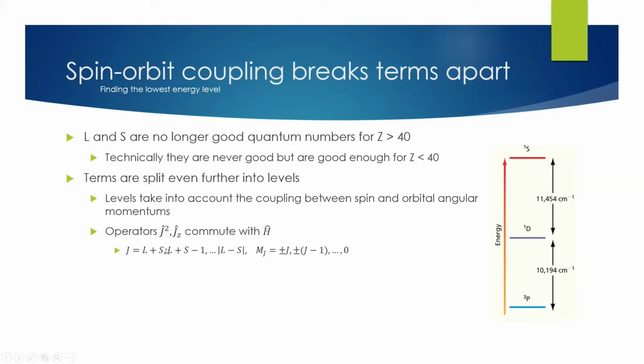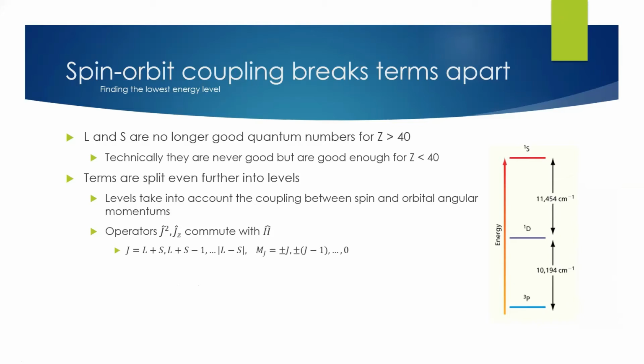Our J is equal to L plus S, and then L plus S minus 1, all the way down to L minus S, another Clebsch-Gordan series. And then M sub J is plus or minus J, J minus 1, and so forth down to 0. So what we can do is split up these terms into levels.